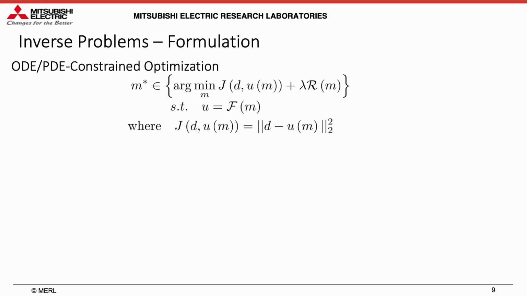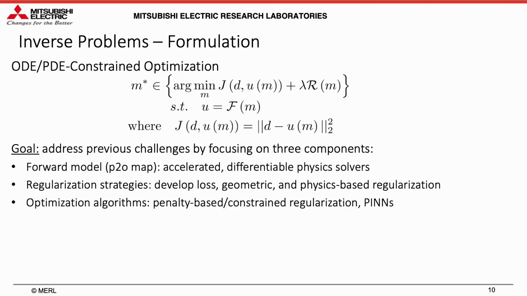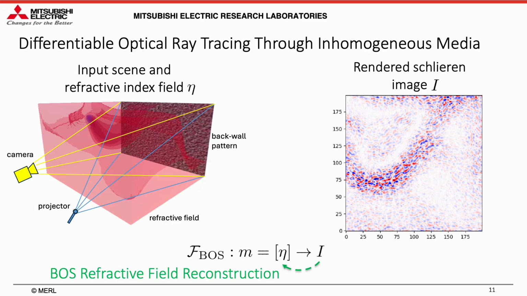So this is a classical ODE or PDE constrained optimization problem where we want to solve for the parameters M by minimizing the data misfit J, plus some regularization function or penalty function that imposes structure on the object, while satisfying some of the physics constraints which are represented by U equals F of M. So our problem can be set up as a classical ODE or PDE constrained optimization problem where we want to reconstruct the parameters M of the flow by minimizing the data misfit term, which is represented by J in this case, plus some regularization function, subject to the constraint that the flow has to obey the physics of the problem.